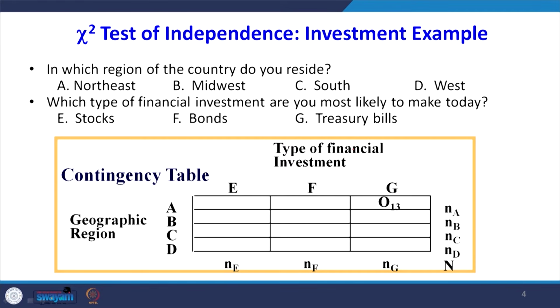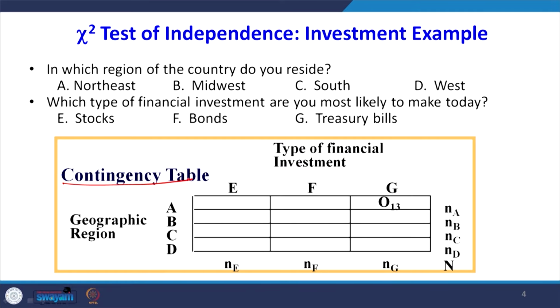For example, suppose you have conducted a questionnaire. This is an example of investment. You asked, in which region of the country do you reside? There were 4 options: northeast, midwest, south, west. And you asked another question also, which type of financial investment are you most likely to make today? The options were stocks, bonds and treasury bills. This data set I have captured in the form of a table. So, this table is called a contingency table.